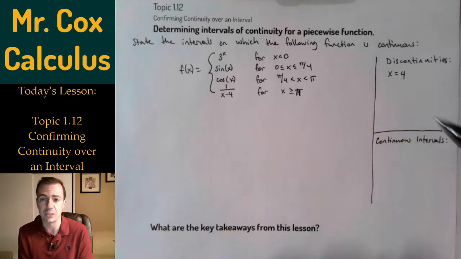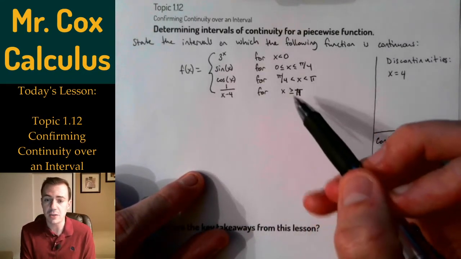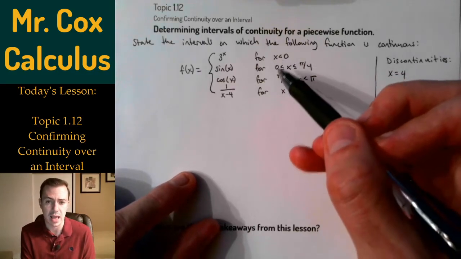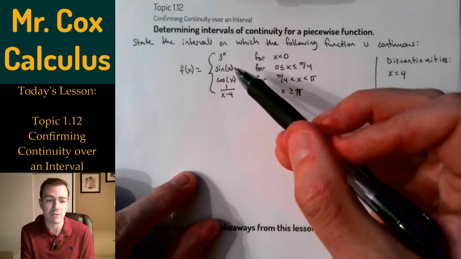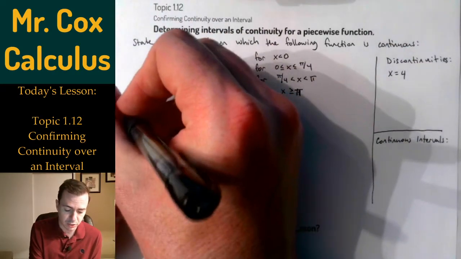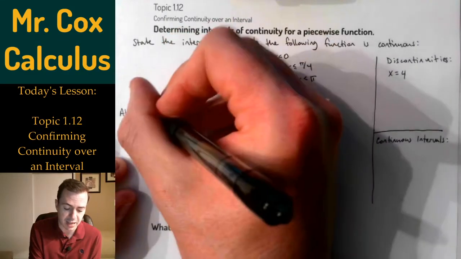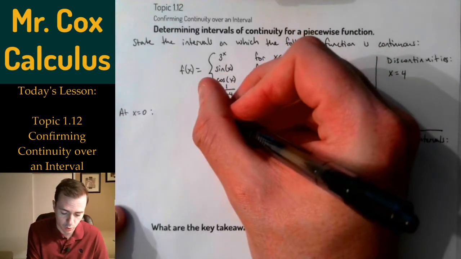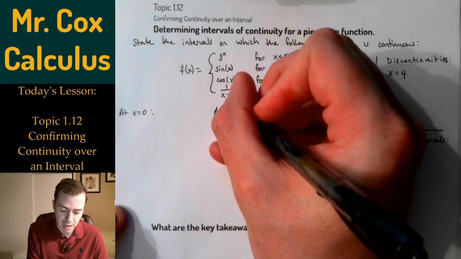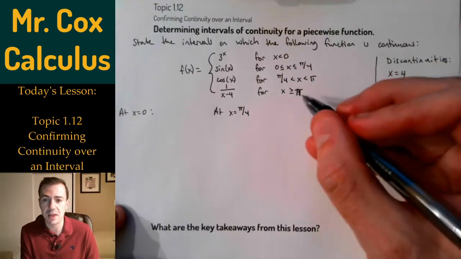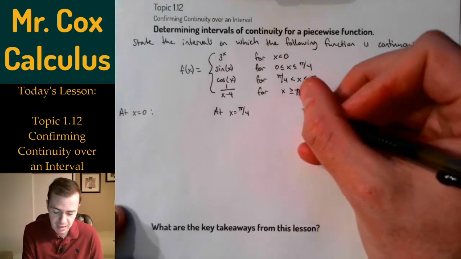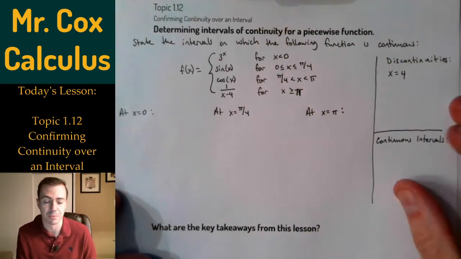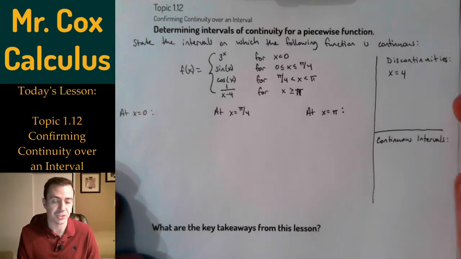So I already said at x equals 4 I have a discontinuity. The other places I need to look at, whenever piecewise functions are redefined, are where the definition changes. So I change what my function looks like at x equals 0, and I am going to address what happens at x equals 0. I also do the same thing at x equals pi over 4, so I need to address what happens at pi over 4. And then I also need to address what happens at x equals pi because I change the definition of my function there. So let's talk about x equals 0 here.